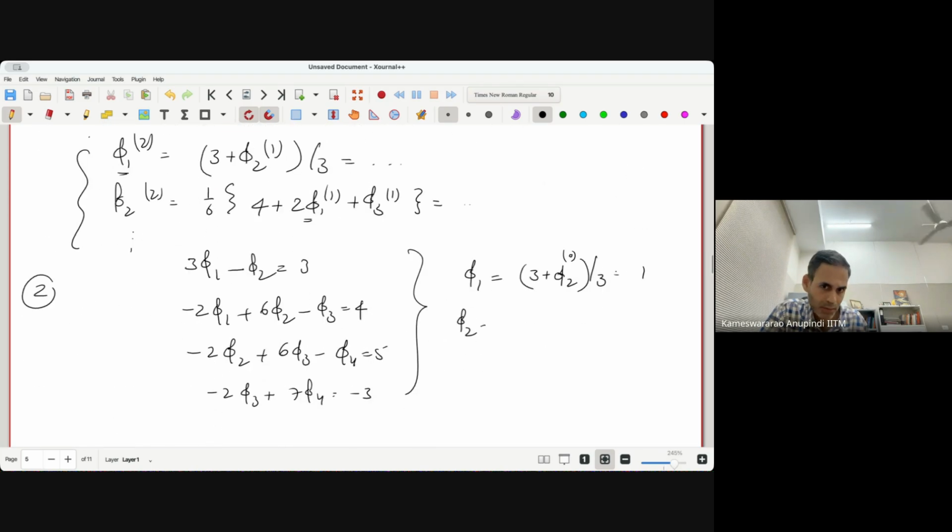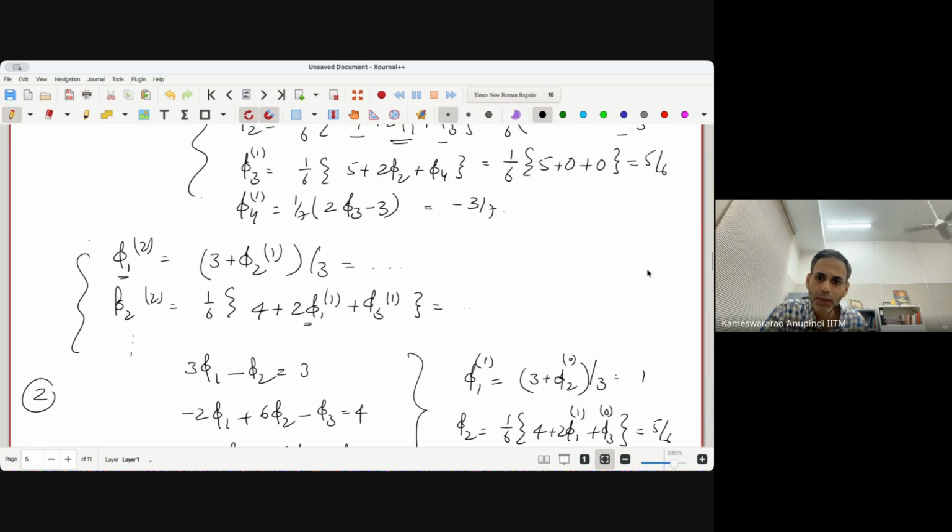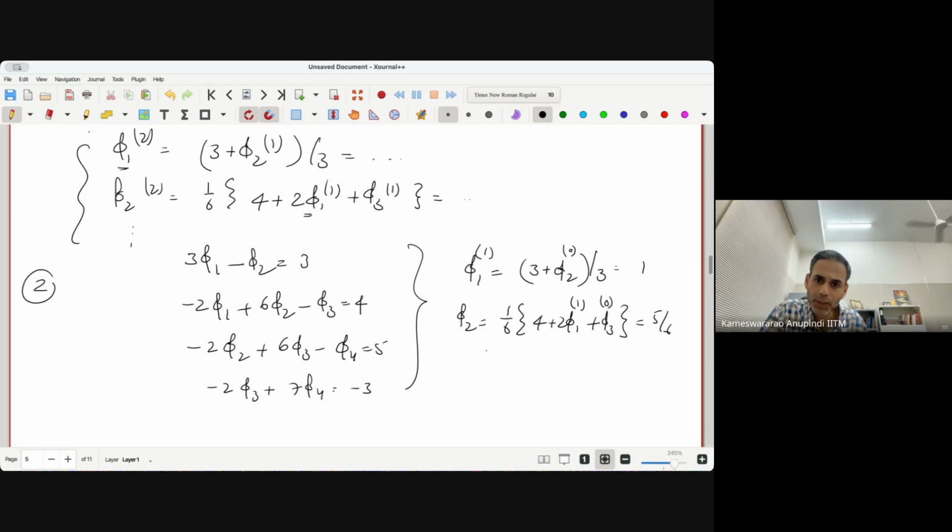And then Phi2 is going to be 1 by 6th of 4 plus 2 Phi1 plus Phi3, where we're going to use Phi1 as the 1 value, right? And Phi3 as the 0 value. So that's going to give me 4 plus 1, that is 5, plus 0, that is going to give me 5 by 6, right? Earlier you got only 2 by 3. Did I do it correctly? 4 plus, yeah, correct. So that is correct.